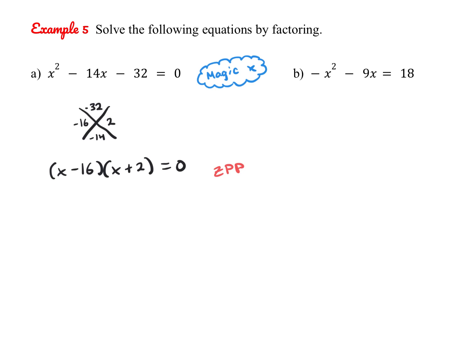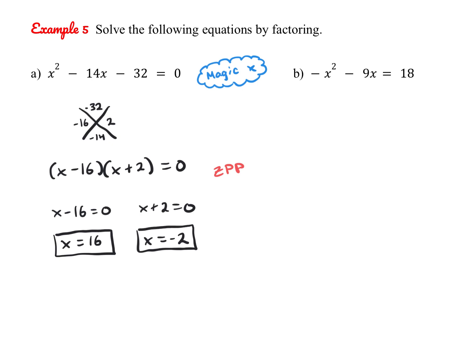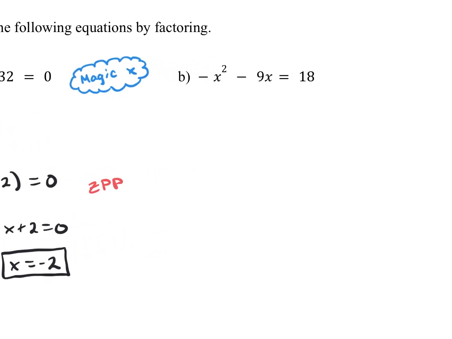So for the zero product property, we want to take each factor separately and set it equal to 0, and this is absolutely a step I need you to show. And then from there, we just finish solving. So we get x equals 16 and x equals negative 2. So here we have two solutions. You could always double check your solutions by plugging them into the equation and see if you get a true statement. All right, let's move on to part B.